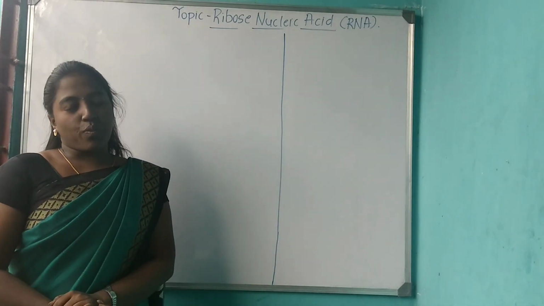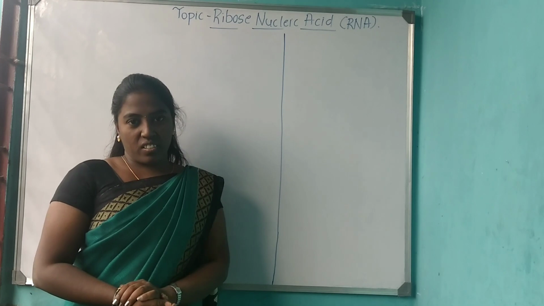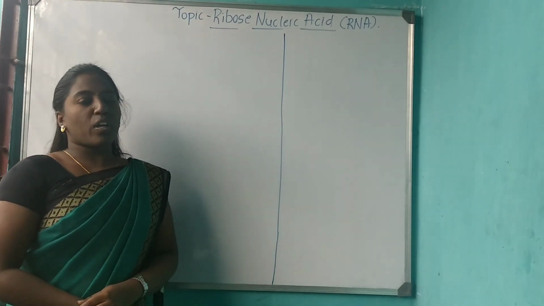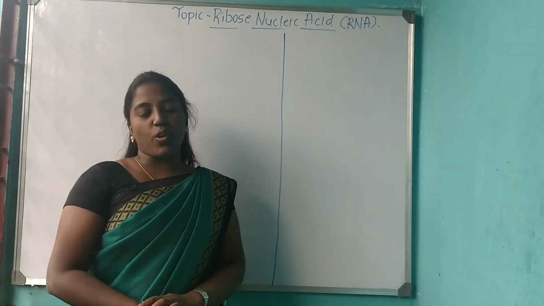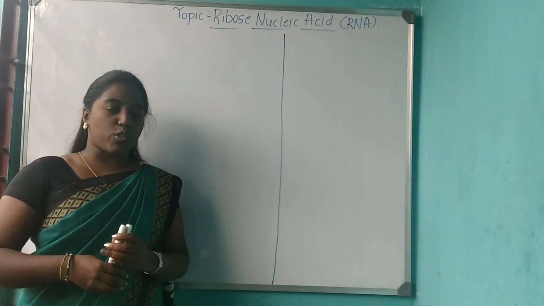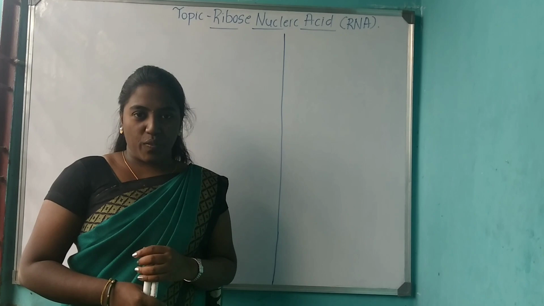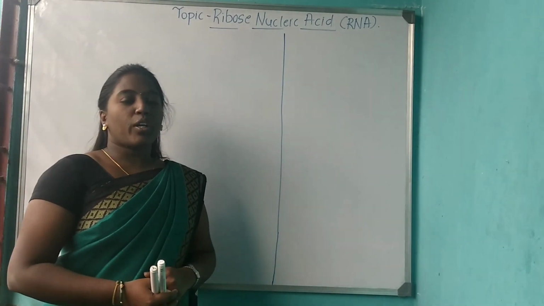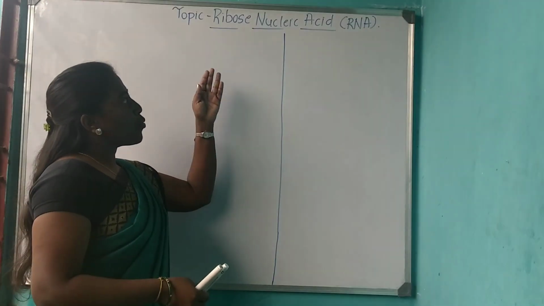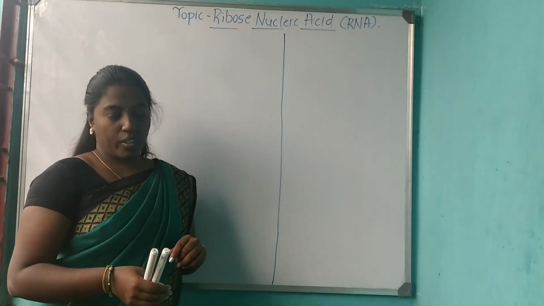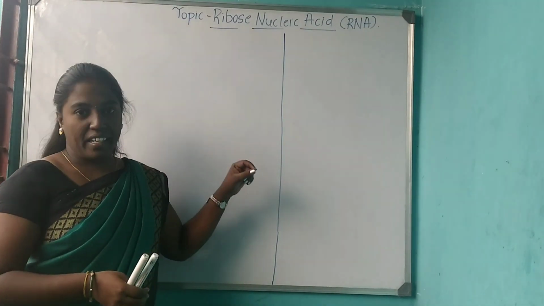In the previous class, we were discussing nucleic acids and their types, in which we studied DNA. What is DNA made up of? The components of DNA and the double helix structure of DNA we studied in the previous class. In today's class, we are going to discuss another nucleic acid, that is ribonucleic acid, nothing but RNA.